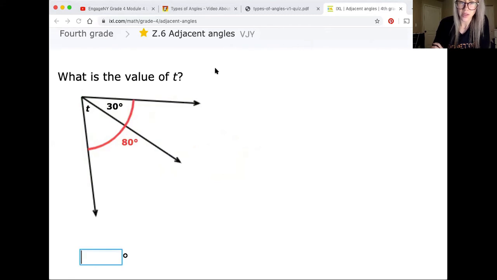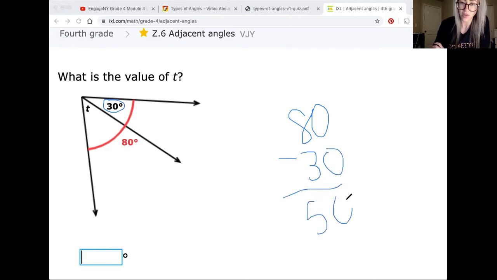Take your pencil, work the problems. If you can do it in your head, good for you. But I still want you to really think through each one of these. What is the value of T? T, we don't know. We know this whole angle right here is 80 degrees. So take our total, which is 80 degrees. We do know it. Then you're going to subtract what you do know. So it's 80 minus 30, it's gonna be 50. So 50 degrees. Let's grab our mouse and let's see if we're right.